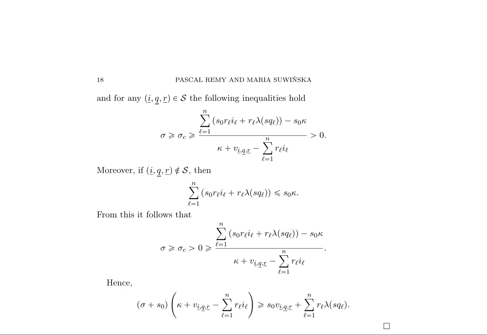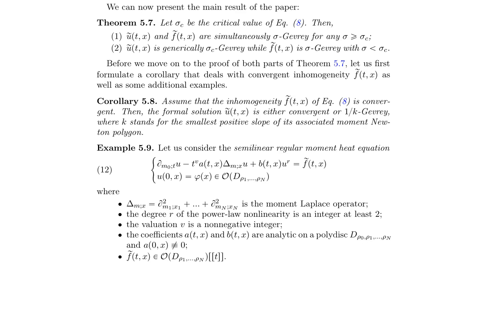The proof involves several steps, including the application of lemmas that establish properties of solutions and inhomogeneities, providing bounds on certain quantities to demonstrate Gevrey regularity. Corollary 5.8 deals with convergent inhomogeneities, where the formal solution is either convergent or 1/k Gevrey, with k representing the smallest positive slope of its associated moment Newton polygon.